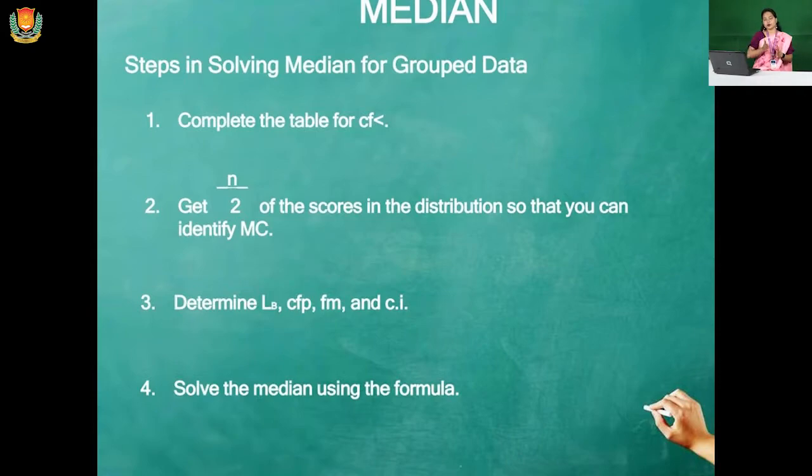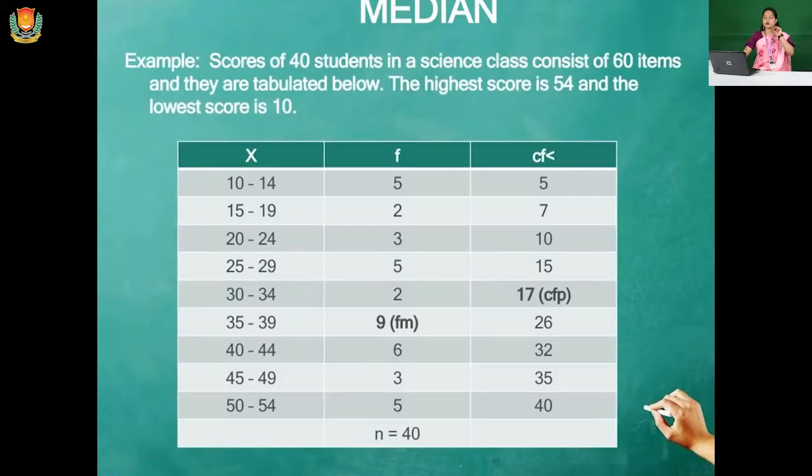Then you will get n by 2. That means you calculate n, the total of f, whatever is given to you, and get n by 2. By that you need to determine the lower limit, the middle value, the class frequency, and the interval. Then by putting all those values in our formula, we will calculate our median.